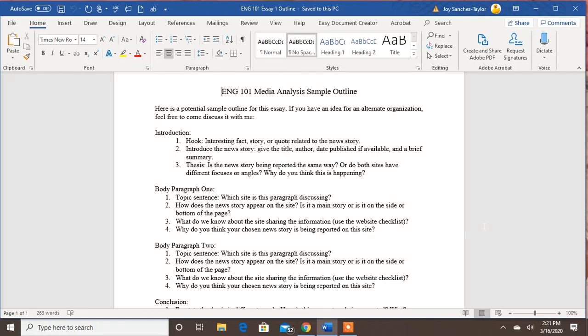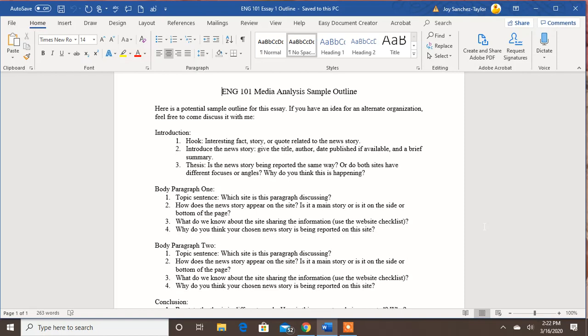And by now we should have the grammar presentation, Writing a Strong Hook, up on Blackboard. That will be in a folder called Grammar Presentations. It's under the Assignments tab. So the hook can be an interesting fact, a story, or a quote related to the news story. It's a broad idea that's sort of related to the topic of your news story.